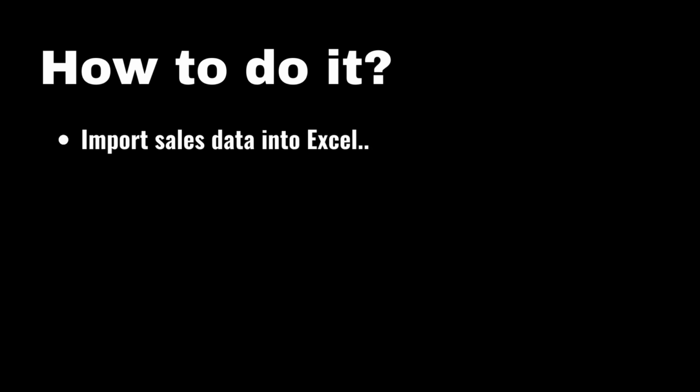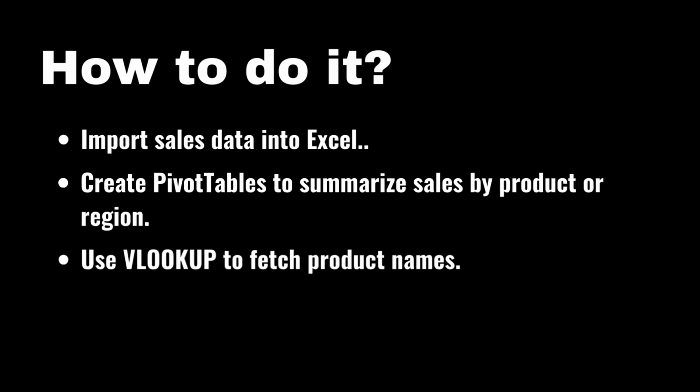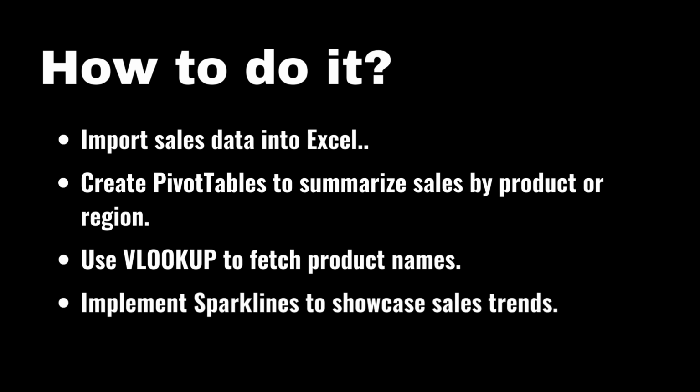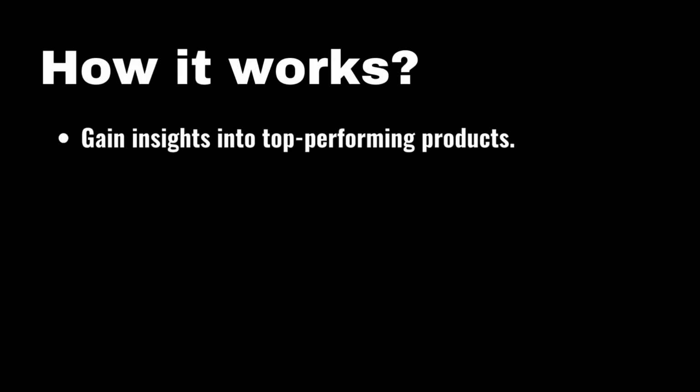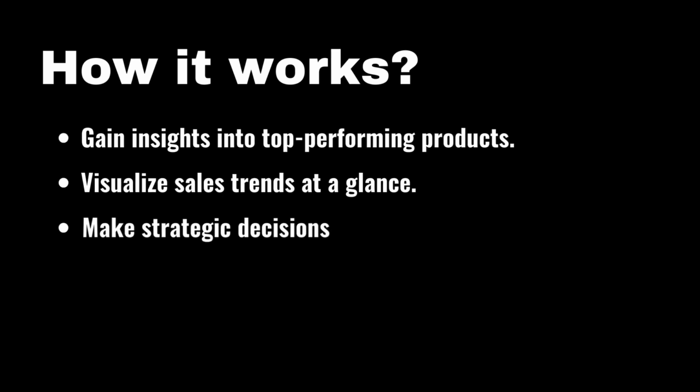How to do it? Import sales data into Excel. Create pivot tables to summarize sales by product or region. Use VLOOKUP to fetch product names. Implement spark lines to showcase sales trends. How it works? Gain insights into top performing products. Visualize sales trends at a glance. Make strategic decisions based on data analysis.